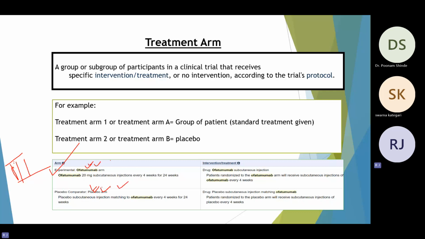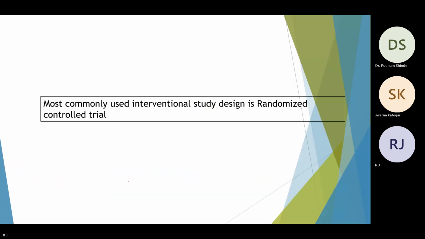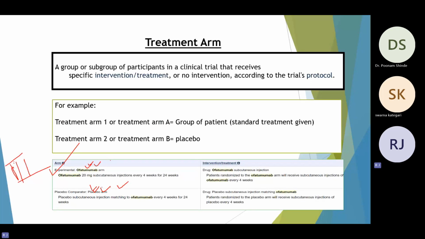So now you understand, right? Treatment arms are nothing but groups in a clinical trial which are going to receive different kinds of treatment or intervention. They may receive placebo, they may receive treatment, they may receive an active comparator, but they are different groups receiving different kinds of intervention. Everybody is clear, right? Then we'll do one simple exercise, then we can close it.